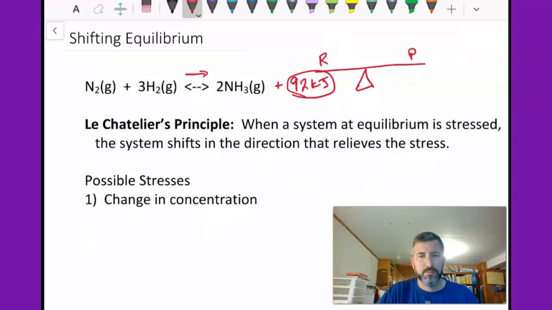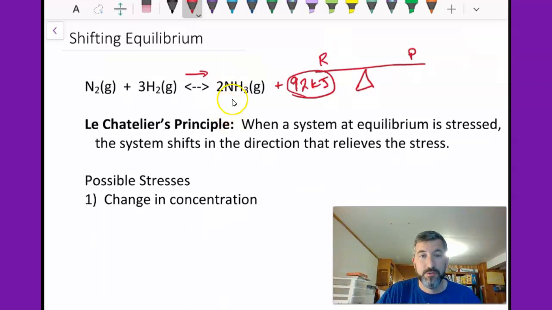Yeah, I would probably want to remove heat and do this reaction at a colder temperature, because by doing this at a colder temperature, the reaction is going to try to generate more heat, and the direction that generates more heat is the forward direction. So by cooling this thing down, I'm always going to favor the direction that is exothermic. And in this case, that's the forward direction, which also produces more of the ammonia.